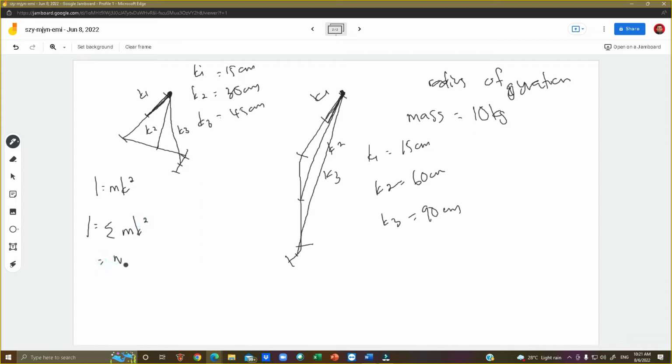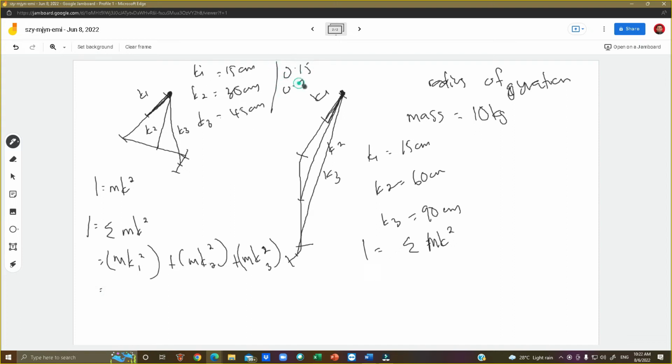That equals mk1 square plus mk2 square plus mk3 square. Same goes here, I equals the summation of mk square. So let's try it. All of the k need to be changed into meters first. It will become 0.15, 0.3, 0.45. This one will become 0.15, 0.6, 0.9. Okay, let's solve it.